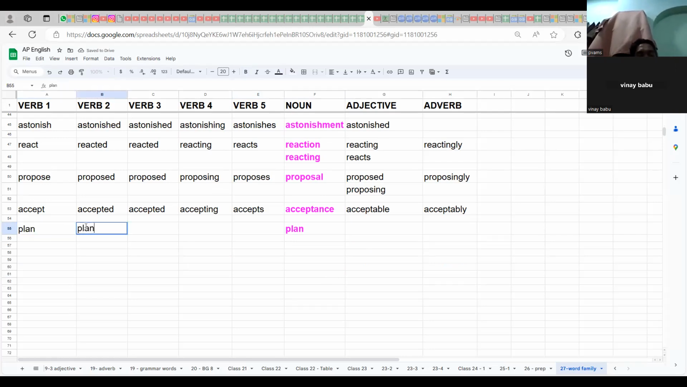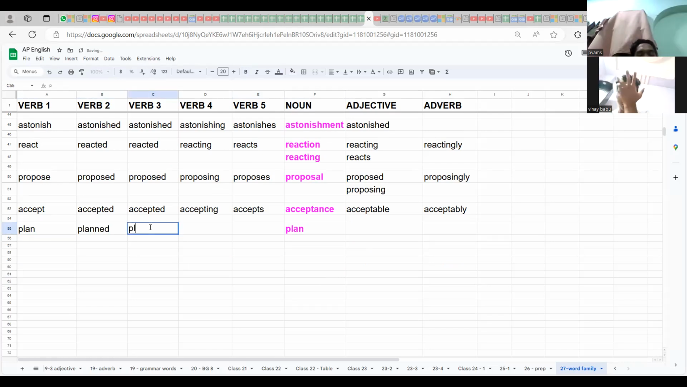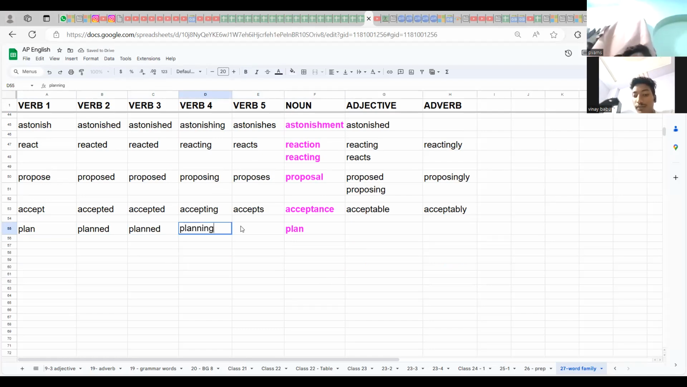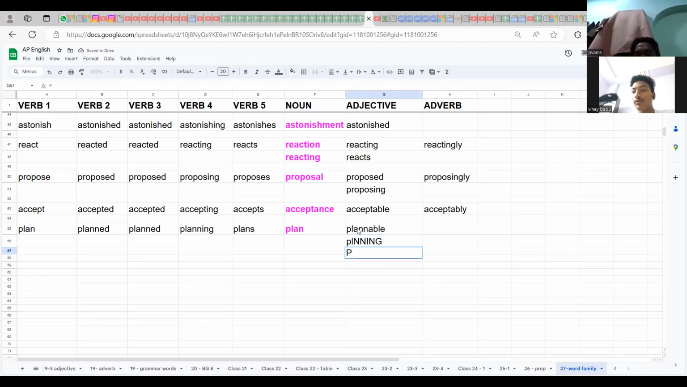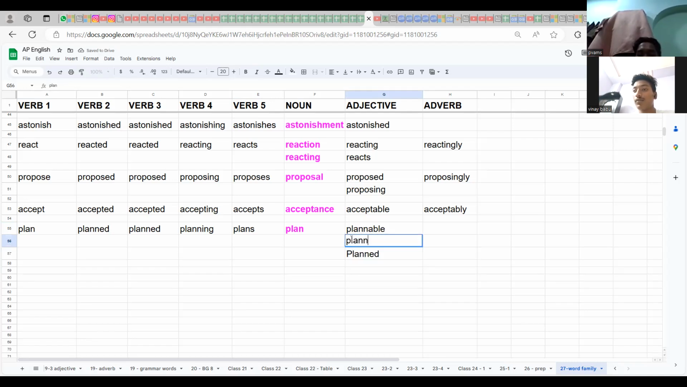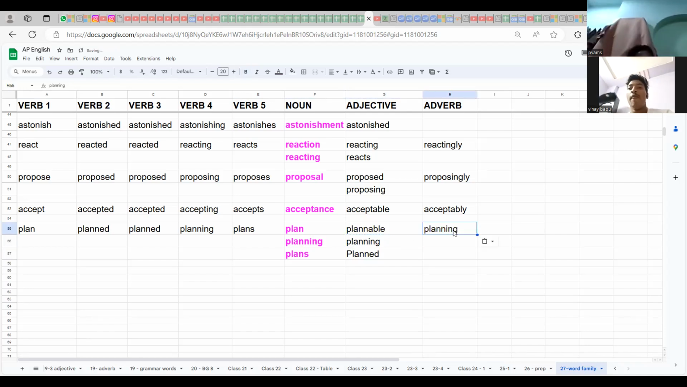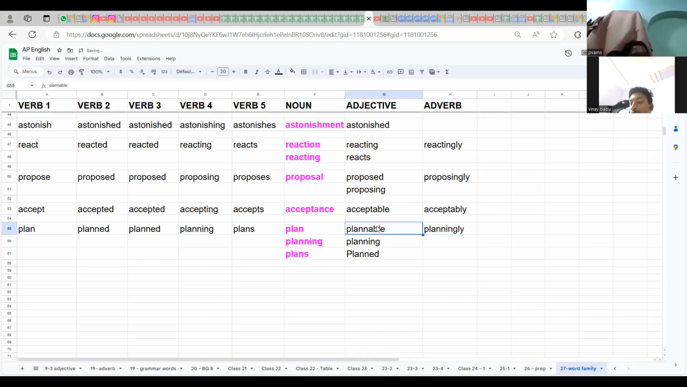See, look at that. Planned, double N. Planned. Planning. Plans. Can have a planable, planning. Planned. Now look at the plural here. Look at that. Planning. You have plans, multiple plans. Planning. Now you have a planable.